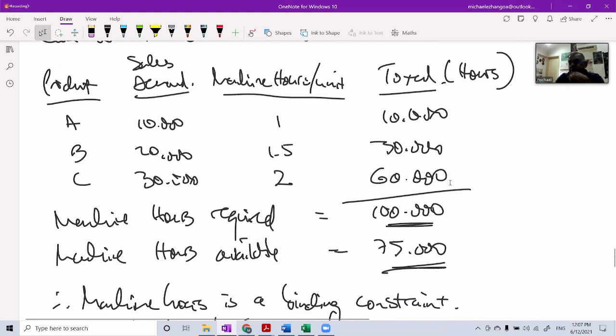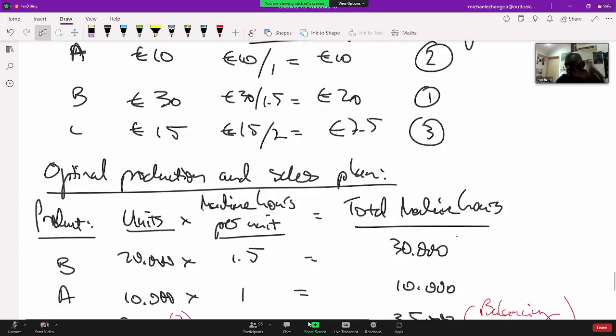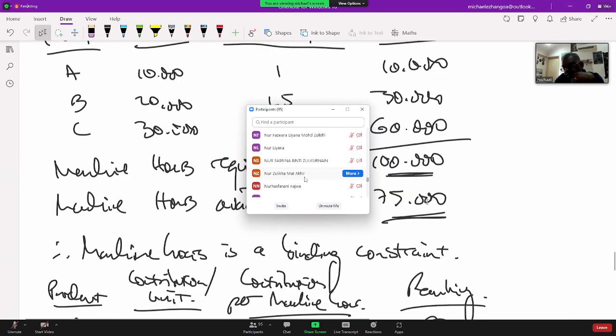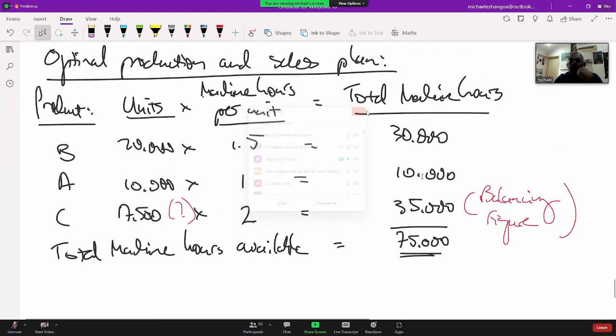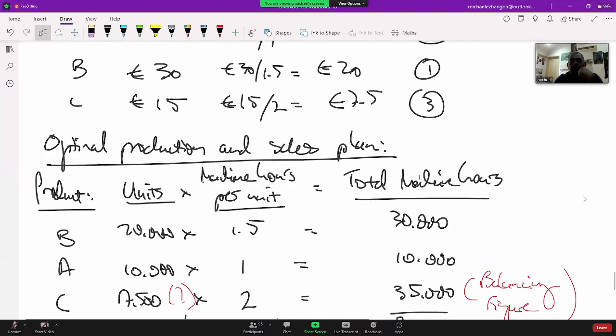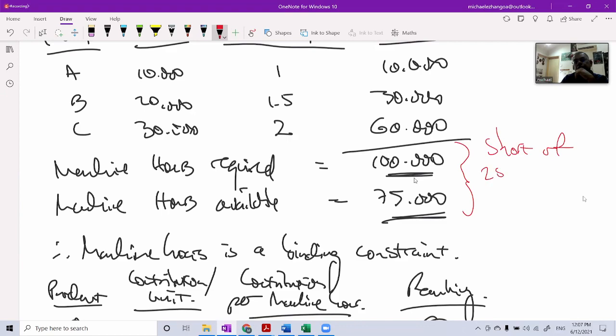Now total, I need how much? Total, I need 60,000 hours if I want to make C, correct? But we only have 35,000. We're short of 25,000 hours. I mean, you can check with the calculator. If you take 60,000 minus 35,000, you will get 25,000. All right. And over here, 100,000, 75,000, the difference is short of 25,000 hours. Do you follow?